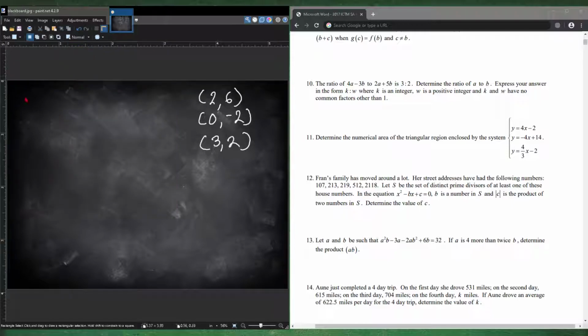Well, what I like to use when I have coordinate points to find the area of the polygon inside is something that works for any single polygon, not just a triangle. It's something called the shoelace theorem. So what we're gonna do is plot these points out first.